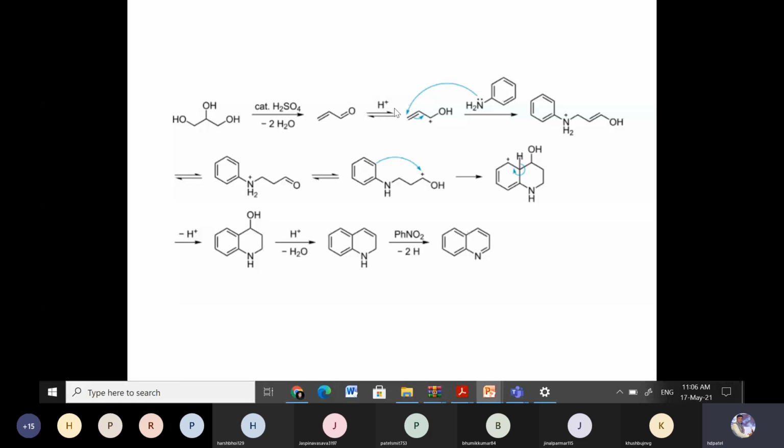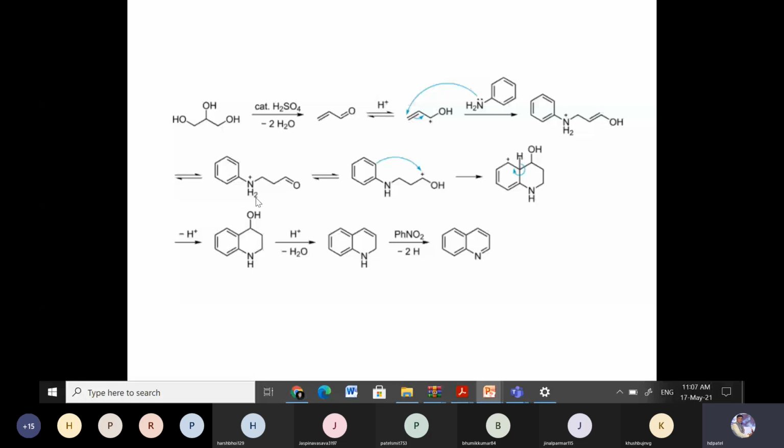So carbocation will form. Now once we have the carbocation over here, the condensation reaction will take place, where aniline reacts with the acrolein derivative and we get NH2 plus, CH2, CH double bond CHOH. From this compound, further proton transfer will take place. Proton transfer will take place from here because it is NH2 plus. So H plus will be eliminated and that H plus will bind with the oxygen.